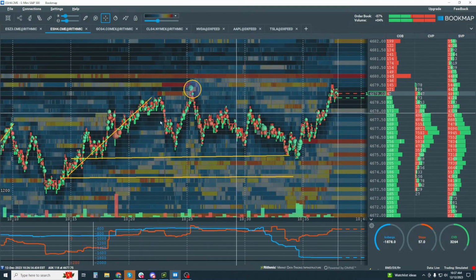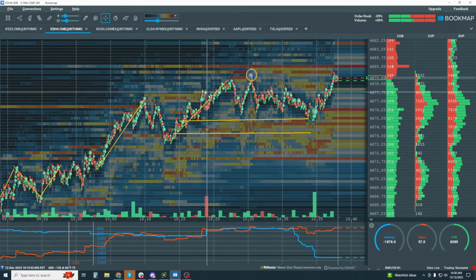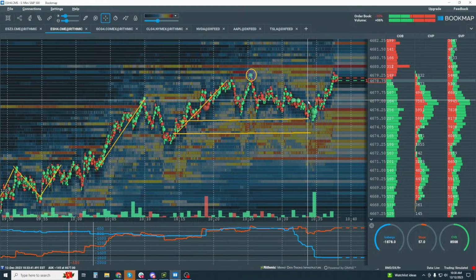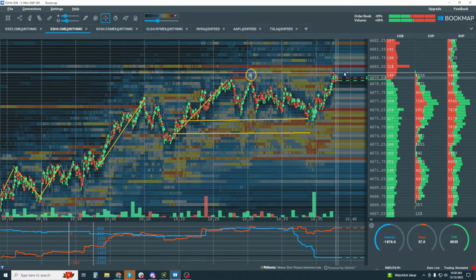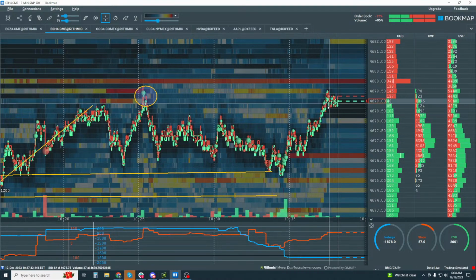So we were in an uptrend anyway. We were just noting it was starting to slow down a bit. And now we see the demand come in, and we see the reaction to it.